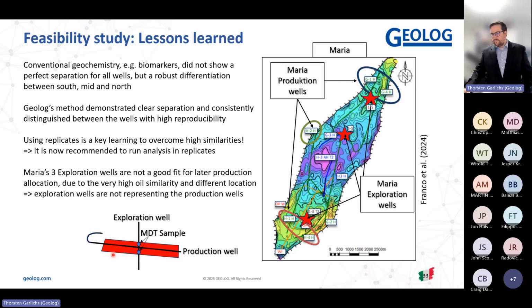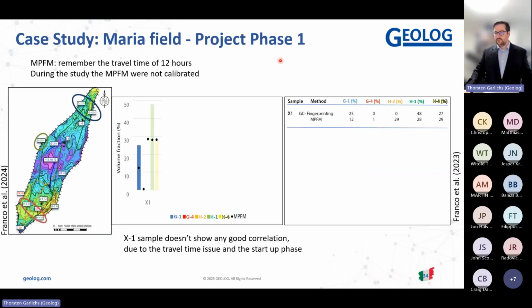So for this Maria field, all the 3 exploration wells were not suited to use for geochemical production allocation. So we talked a lot about how we can deconvolute the samples. Now we would like to see the production allocation results. So for the project phase 1, I just have a reminder here.